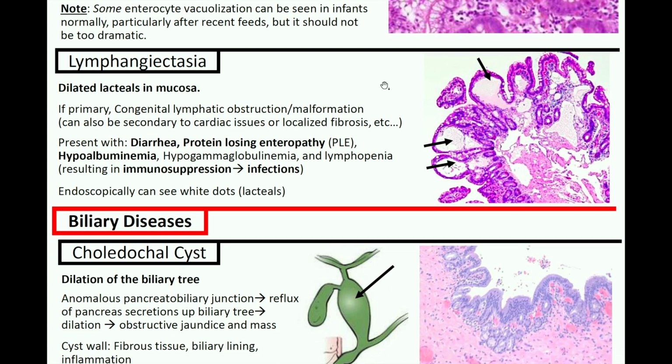Next up, we've got lymphangiectasia. So these are dilated lacteals in the mucosa. If it's primary, it can be congenital lymphatic obstruction or malformation, and can also be secondary to cardiac issues or localized fibrosis. And lymphangiectasia can present with diarrhea, protein-losing enteropathy, hypoalbuminemia, hypogammaglobulinemia, and lymphopenia, which can lead to immunosuppression and infections. So endoscopically, you're going to see white dots or lacteals.